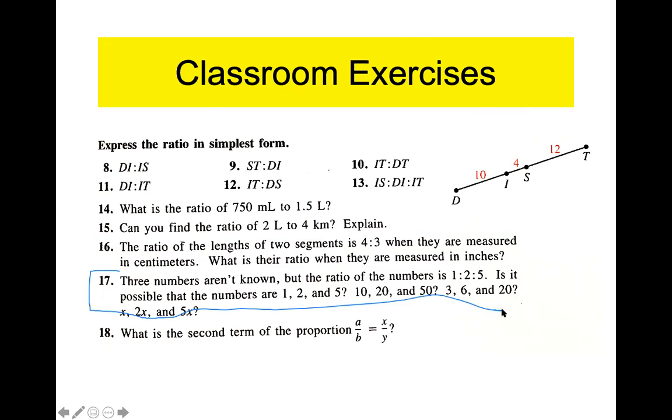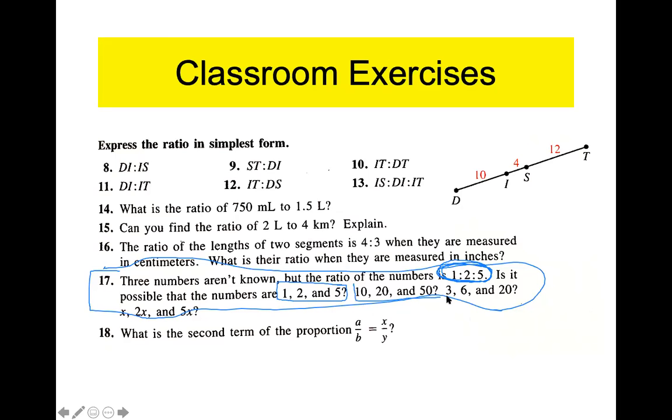So let's do 17. It says 3 numbers aren't known, but their ratios are 1 to 2 to 5. So I don't know what the numbers are. I don't even know what the shape is, but I know that they are in the ratio of 1 to 2 to 5. Is it possible that the numbers are 1, 2, and 5? Yes or no? Yes. Absolutely, because remember how you do this: you would set it up as 1x plus 2x plus 5x. If x is the value 1, then you would get 1, 2, and 5.